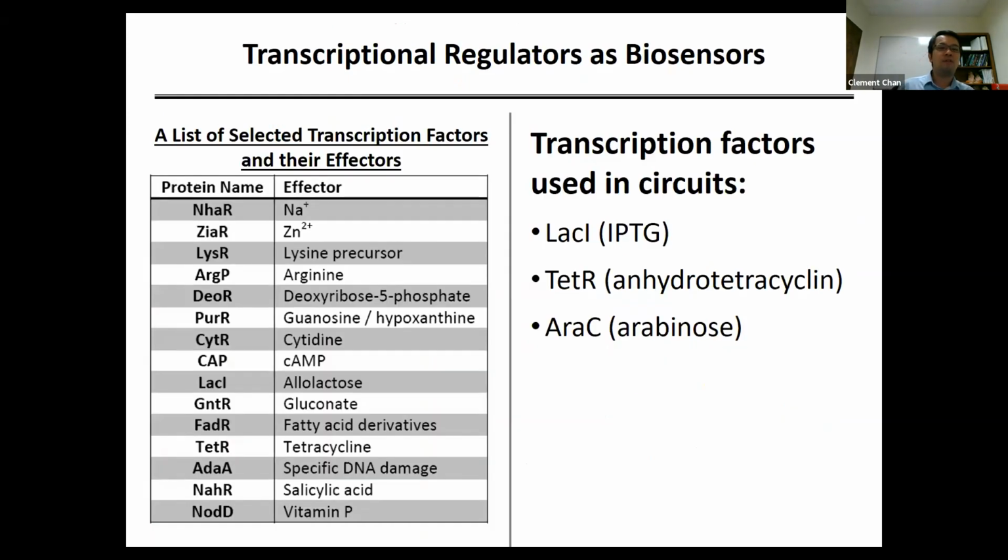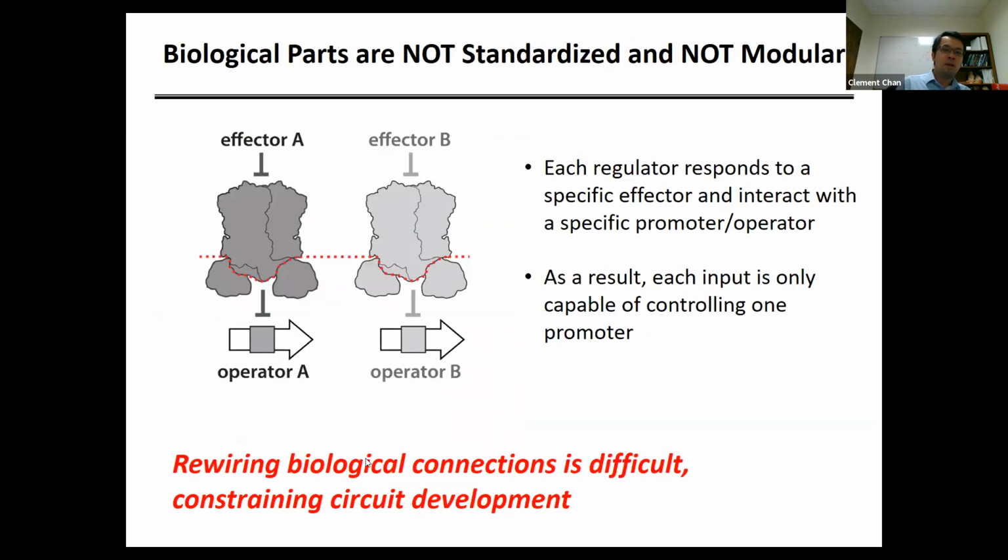So scientists have discovered a wide range of transcriptional regulators, and they can sense many different small molecules, from something as simple as single metal ions like sodium ions and zinc ions to some more complex molecules such as fatty acids. So one problem of using these regulators to control gene expression is that they are not standardized and also they are not modular. So here, let me try to use this slide to explain what I mean by not modular. Here, for example, we have two systems.